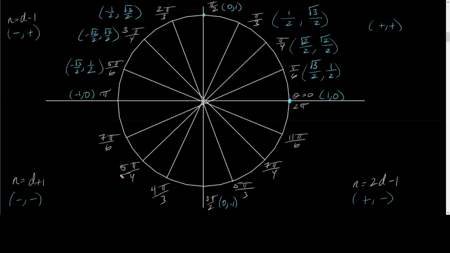Now, in this third quadrant, both coordinates have to be negative. So I match them up in the same exact way that we've been matching things up. The coordinates now are going to be negative radical 3 over 2, comma, negative 1/2 for 7 pi over 6. Negative radical 2 over 2, comma, negative radical 2 over 2 for 5 pi over 4. And negative 1/2, comma, negative radical 3 over 2 at 4 pi over 3.